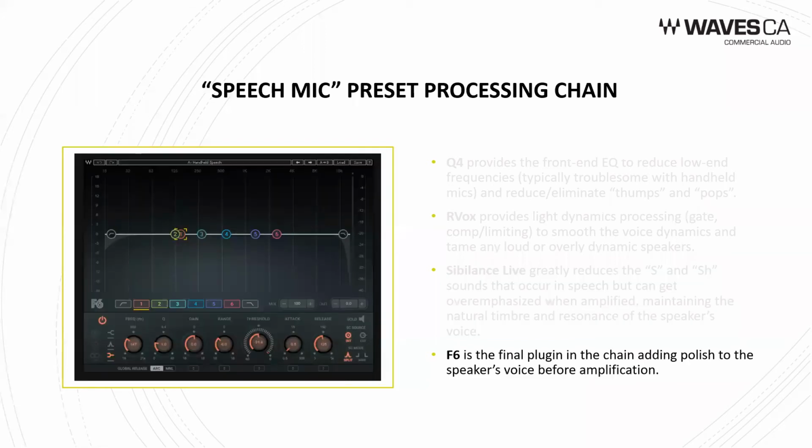The final plugin on our speech mic preset chain is our floating band dynamic equalizer, the F6. This just adds a little bit extra polish to the speaker's voice, and it really helps bring together the entire chain so that the entire chain processing the mic gives it just a new sound, a new sparkle that you probably would not get with any other type of processing.